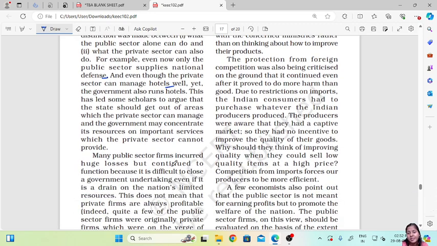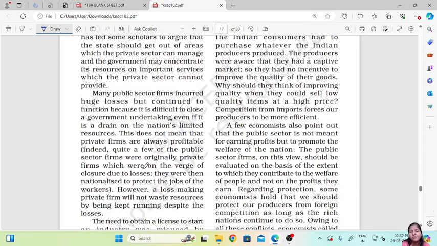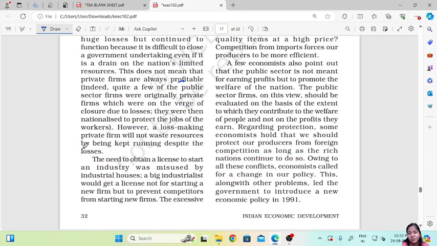Many public sector firms incurred huge losses but continued to function because it is difficult to close a government undertaking, right? Even if it is a drain on the nation's limited resources. This does not mean that private firms are always profitable, but quite a few of the public sector firms were originally private firms which were on the verge of closure due to losses. Loss-making private firms will not waste resources by being kept running despite the losses.